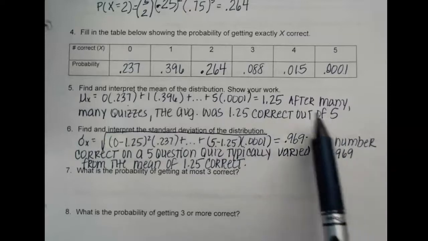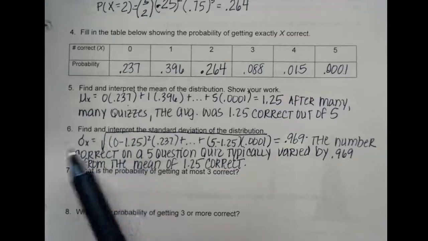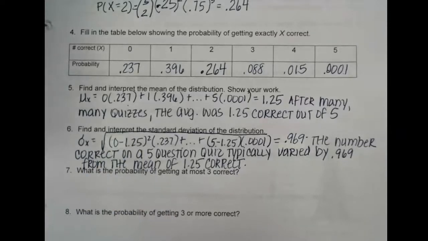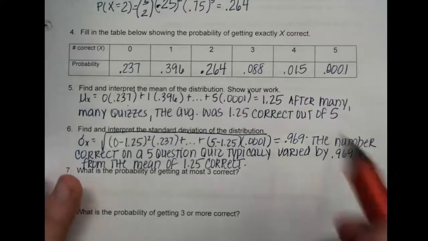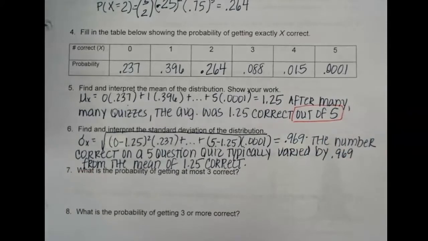And the interpretation is, after many, many quizzes, remember this is a long-term probability, the average was 1.25 correct out of 5. Be sure on these, you've got to say what it's out of, because we know the set number of trials ahead of time, so be sure to include that piece of information.